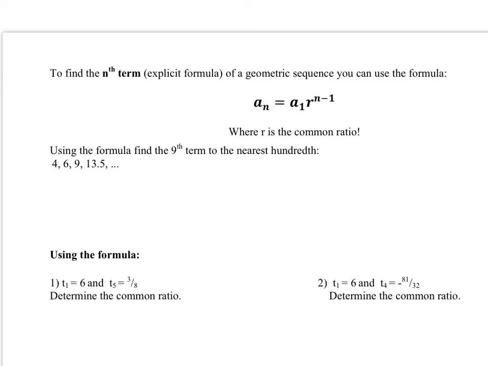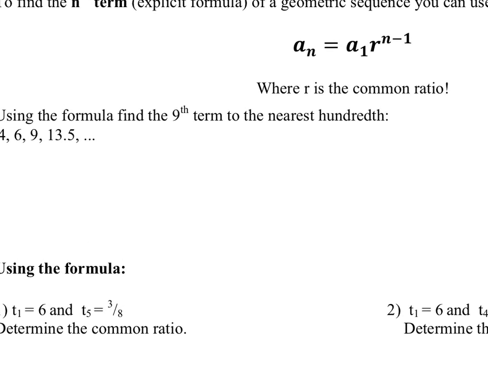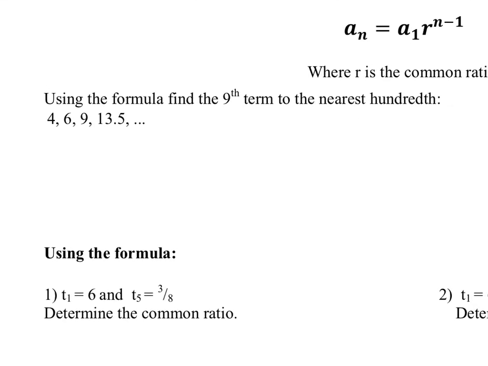Okay, so if you want to use the formula to find the 9th term of this sequence here, we actually have to find it. Find the 9th term. So we do the same basic thing that we did yesterday. I'm going to try to keep that formula up there. Okay, instead of the common difference, we want to find the common ratio. So that's 6 over 4.